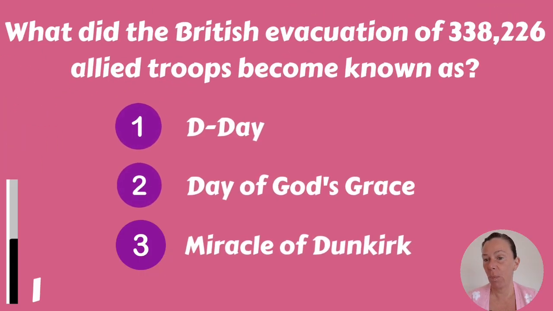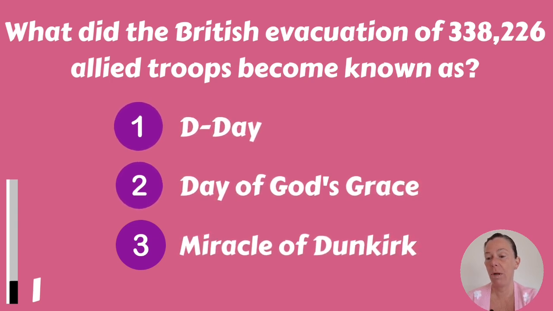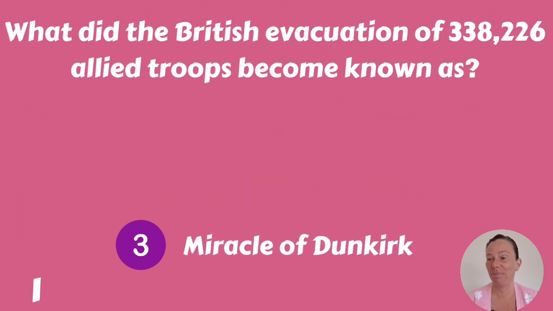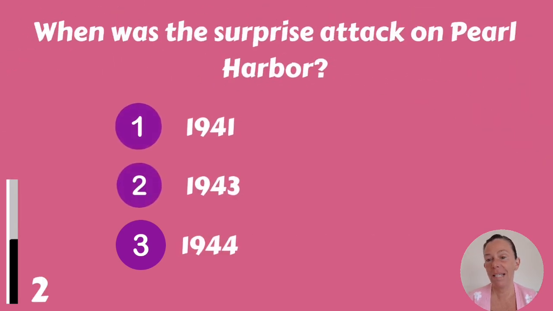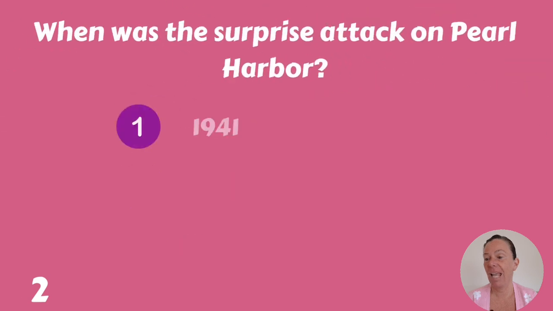What did the British evacuation of over 300,000 Allied troops become known as? D-Day, Day of God's Grace, or Miracle of Dunkirk? It was the Miracle of Dunkirk. When was the surprise attack on Pearl Harbor? 1941, 1943, or 1944? It was 1941.